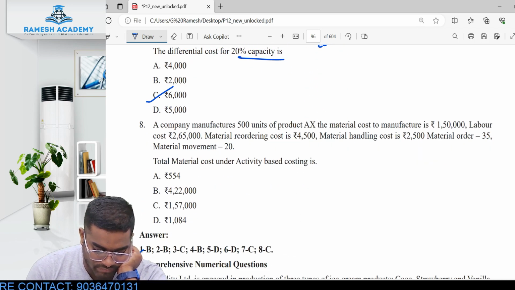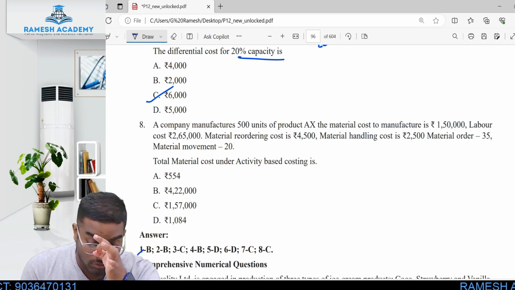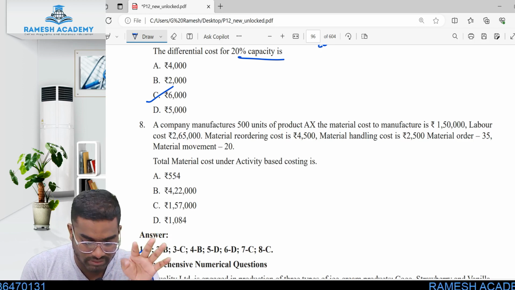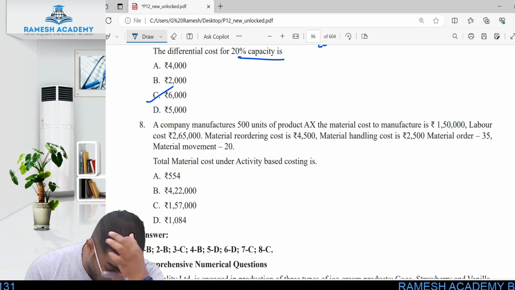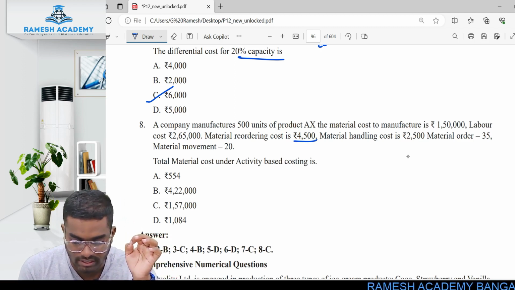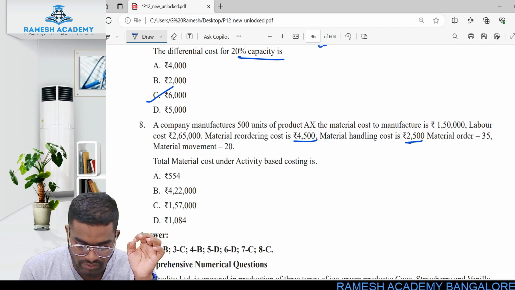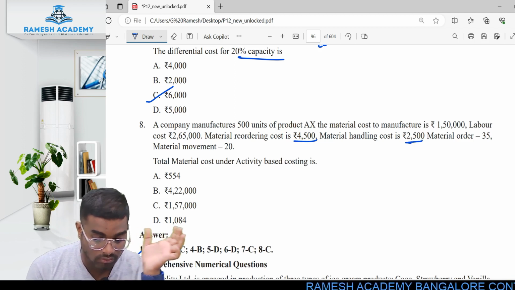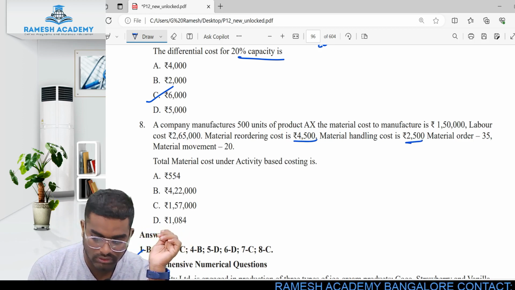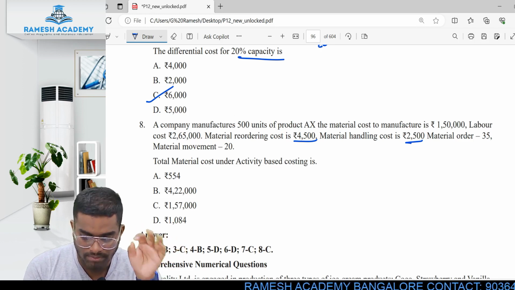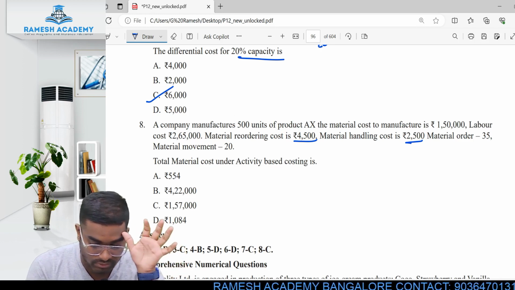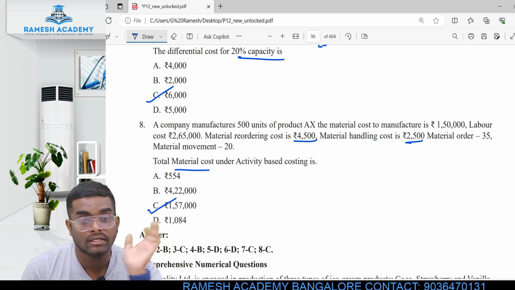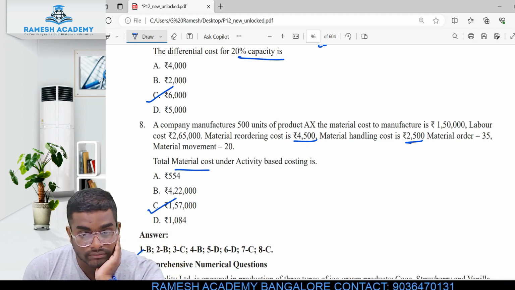A company manufactures 500 units of AX. The material cost to manufacture is 1,50,000, labor is 2,65,000, material ordering cost is 4,500 and material handling cost is 2,500. Material orders they have given. The total material cost, just add it up, 1,50,000 plus 4,500 plus 2,500 because they are asking material cost. The answer is 1,57,000.